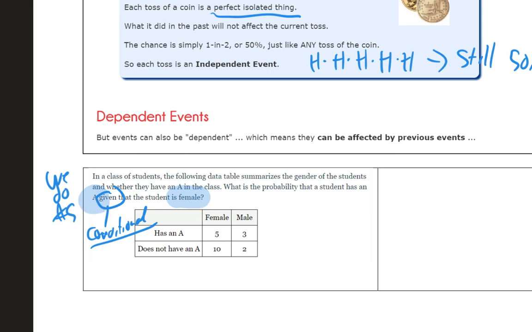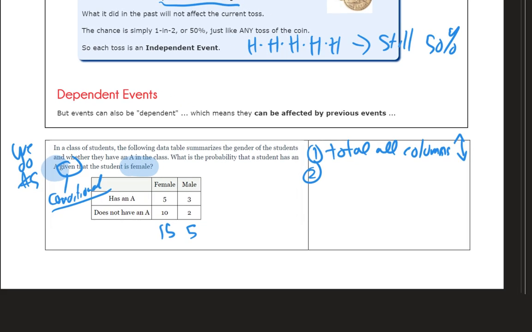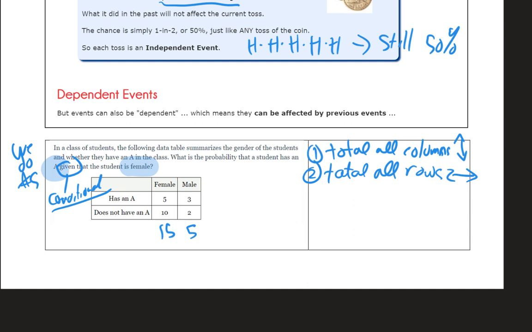Okay, so here's how we're going to do it. The first step is we're going to total all the columns. Columns are the ones that go up and down. So let's total all these. 5 plus 10 is 15. Then 3 plus 2 is 5. Second thing we're going to do is total all the rows. The rows are the ones that go across. So we have 5 and 3, that is 8. And then 10 and 2, that is 12.